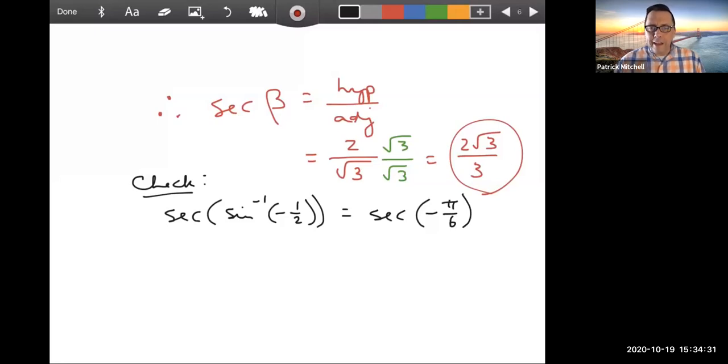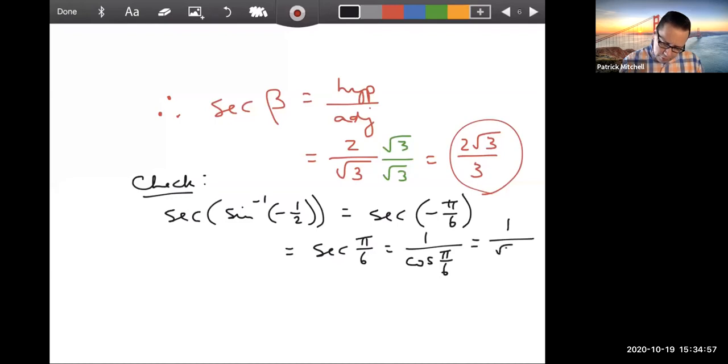So of course, secant is an even function, which means that the secant of -pi/6 is the same thing as the secant of pi/6. And the secant is the reciprocal of cosine. And the cosine of pi/6 is something that, at least by the end of this semester, you should know in your sleep. That is root 3 over 2. Yes, so that works. The reciprocal of root 3 over 2 is 2 over root 3, aka 2 root 3 over 3. Woohoo!